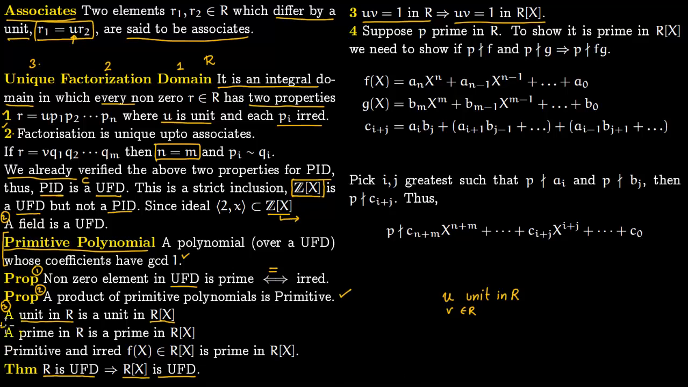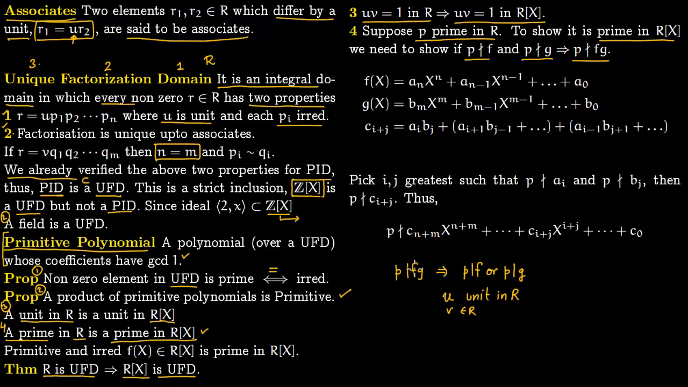So number 4 we want to prove is that a prime in R is also a prime in R of x. So for this we will use the contrapositive definition of prime. So suppose P is prime in R, we want to show it is prime in R of x. So we need to show if P does not divide F and P does not divide G, this implies P does not divide Fg. So notice that our usual definition is if P divides Fg, then this should imply P divides F or P divides G.